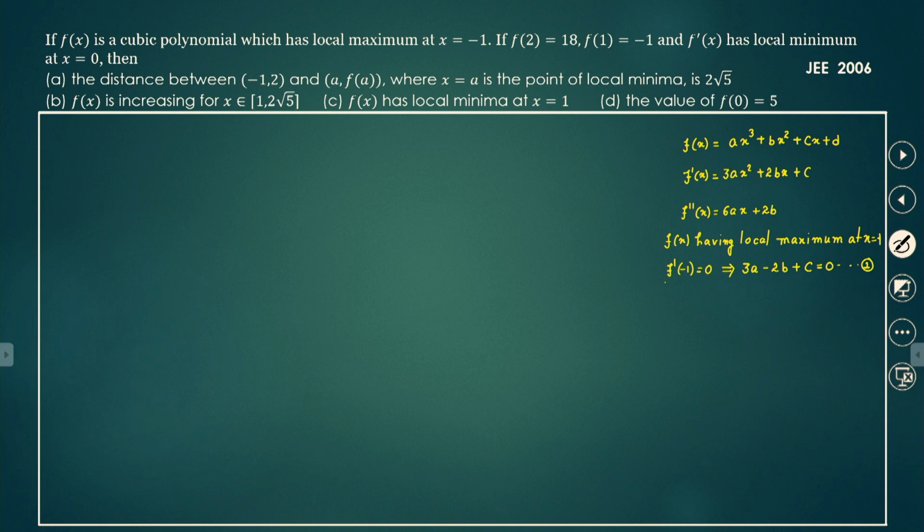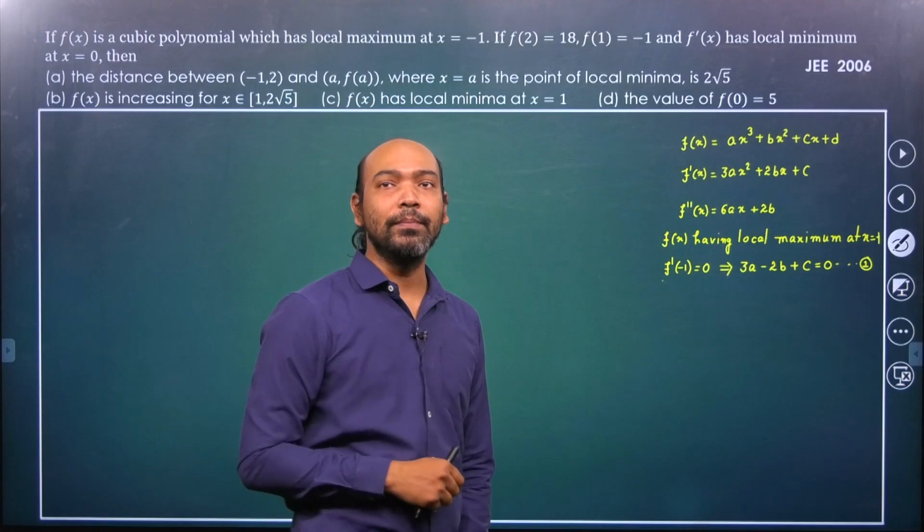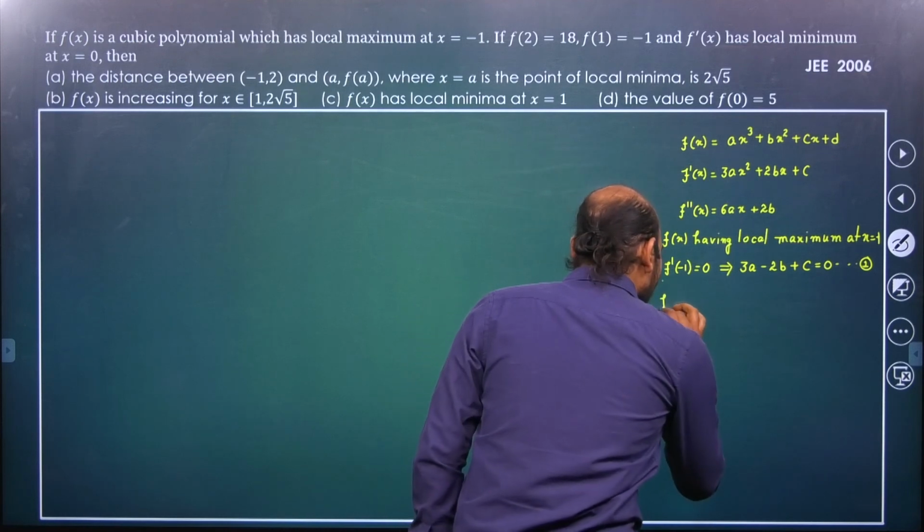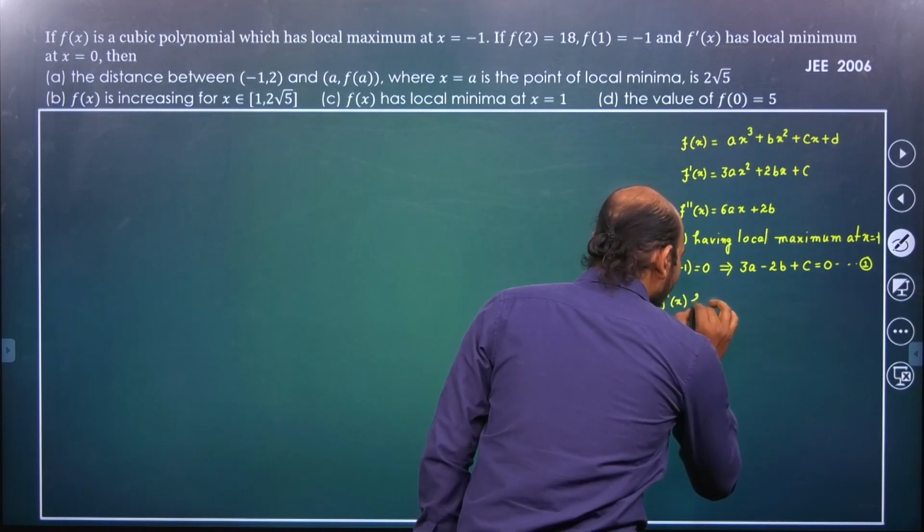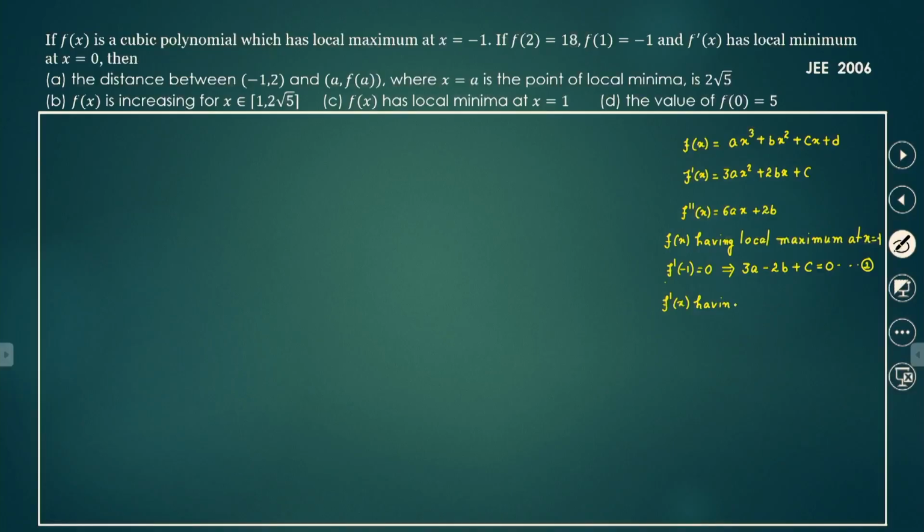The next line says that f dash x has a local minimum at x equal to 0. So f dash x having local min at x is equal to 0. Therefore we'll say that f double dash of 0 is equal to 0. If I substitute, that implies 2b is equal to 0, and hence b is equal to 0.